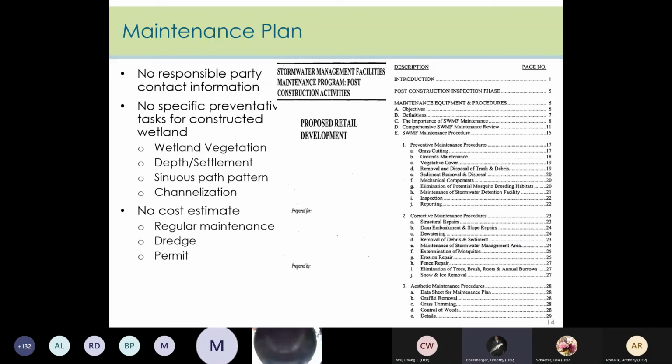Another issue with this project is the maintenance manual. A 50-page maintenance manual was provided. However, there was no responsible party contact information provided, no constructed wetland specific preventative maintenance tasks, and no maintenance cost estimates were included. It is important to make sure that the maintenance manual for each project is specific to that project and that the same generic maintenance manual is not repeatedly used for all projects.